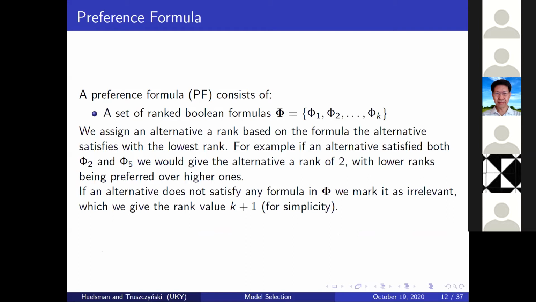Of course, we could always have an alternative which doesn't satisfy any of our Boolean formulas, and we mark that as irrelevant. Now, there are multiple ways to handle irrelevancy, but we use the simple way of just saying that it has rank k plus 1. Basically, if it's not specified in any of the Boolean formulas, we don't care about it, just throw it at the end.